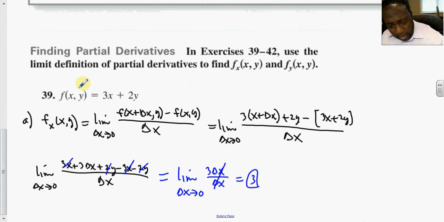Now we'll do the shorthand version for the partial derivative. The partial derivative of f with respect to x simply means take the derivative with respect to x, treating y as either a constant or coefficient. If y is treated as a constant, think of it as just the number 10. The derivative of a constant is 0. So the partial of f with respect to x is just 3, and the partial of f with respect to y would just be 2.